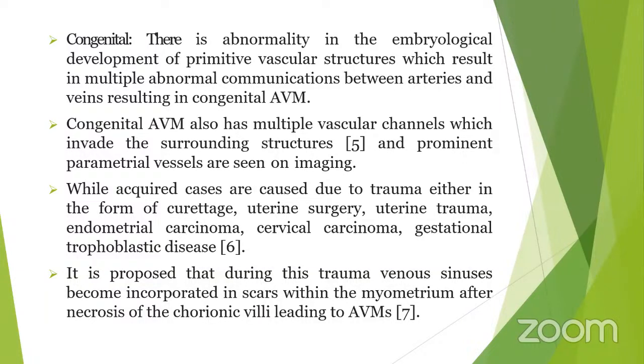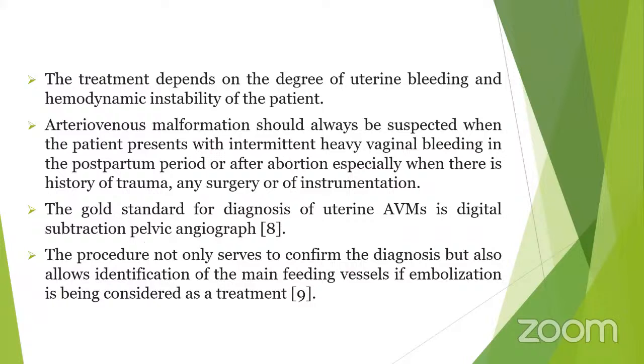In congenital cases, there is an abnormality in the embryological development of primitive vascular structures, which results in abnormal multiple communications between the arteries and veins, resulting in congenital AVM. Congenital AVM has multiple vascular channels which invade the surrounding structures, with prominent parametrial vessels seen on imaging, while acquired cases are due to trauma, either due to uterine surgery followed by curettage, instrumentation, endometrial carcinoma, cervical carcinoma, or GTD, gestational trophoblastic disease. It is proposed that during this trauma, venous sinuses become incorporated in scars after necrosis of the chorionic villi, leading to AV malformation.